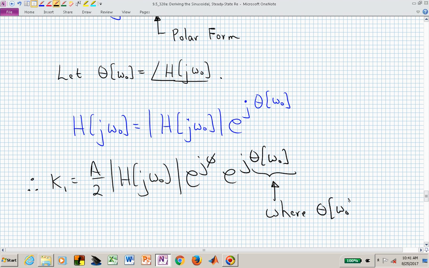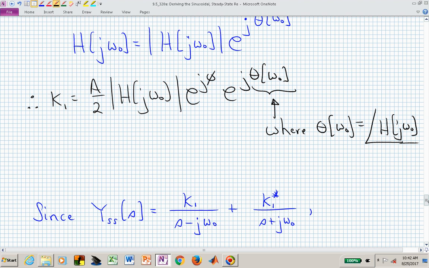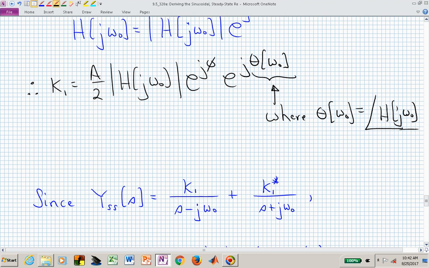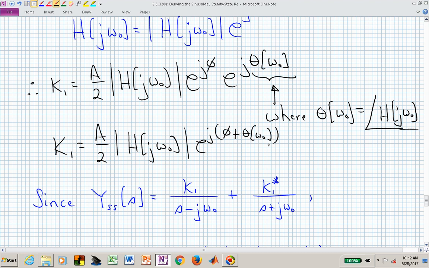Theta of omega naught is the angle of H of j omega naught. So we just look at the imaginary component over the real component and take the inverse tangent, and that will give us this angle. So now we have K1, and we can combine those exponents. We can say that K1 is A over 2, magnitude of H of j omega naught, e to the j (phi plus theta of omega naught).